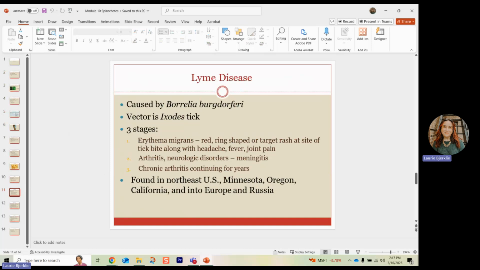You can treat Lyme disease. Of course, it is a bacterial infection, but some people don't always respond the best. It just depends on when they catch it, what stage they're at, and their body and all that. It's found wherever you basically find ticks, especially in the US, so the Northeast US, Minnesota, Oregon, California, and of course in other places in the world as well.